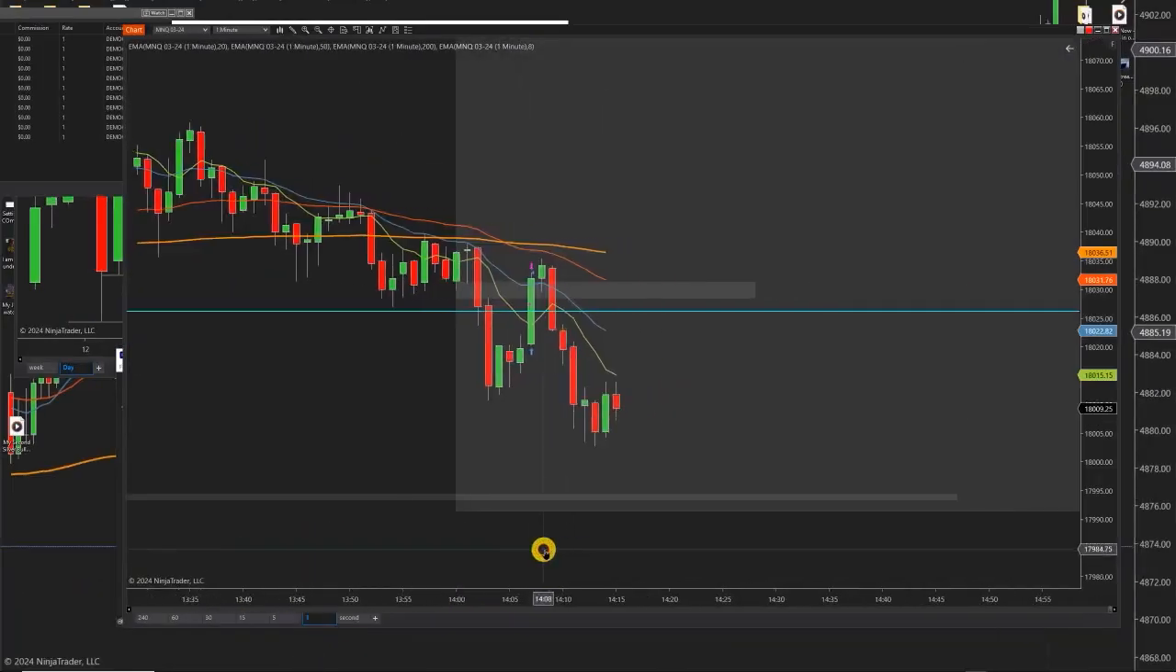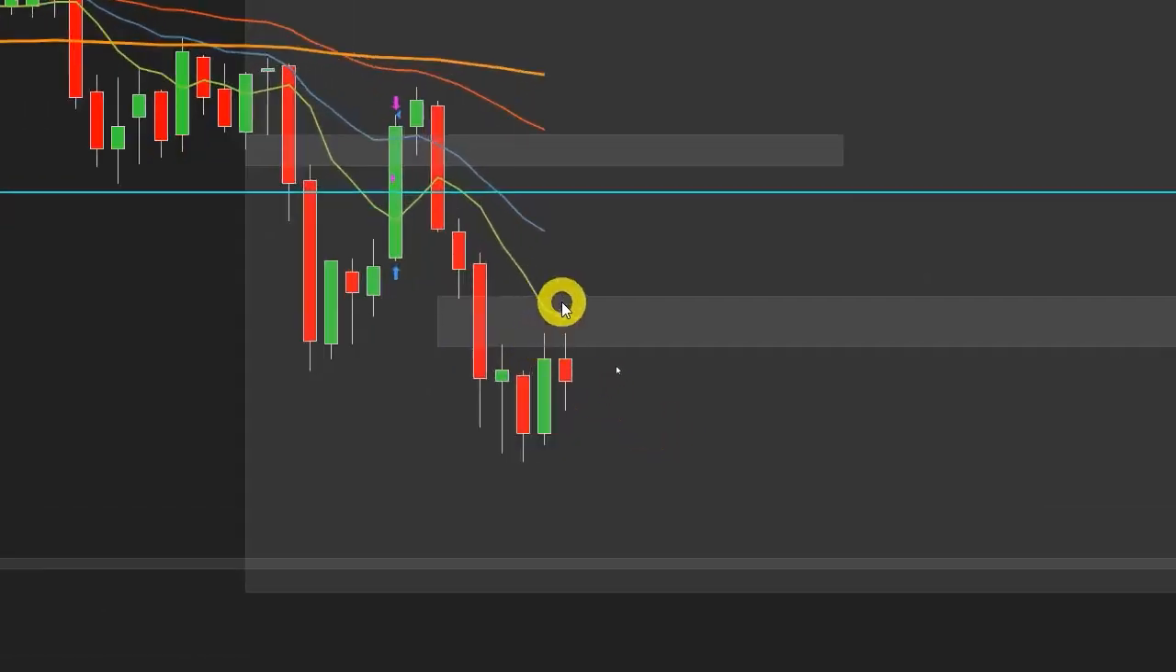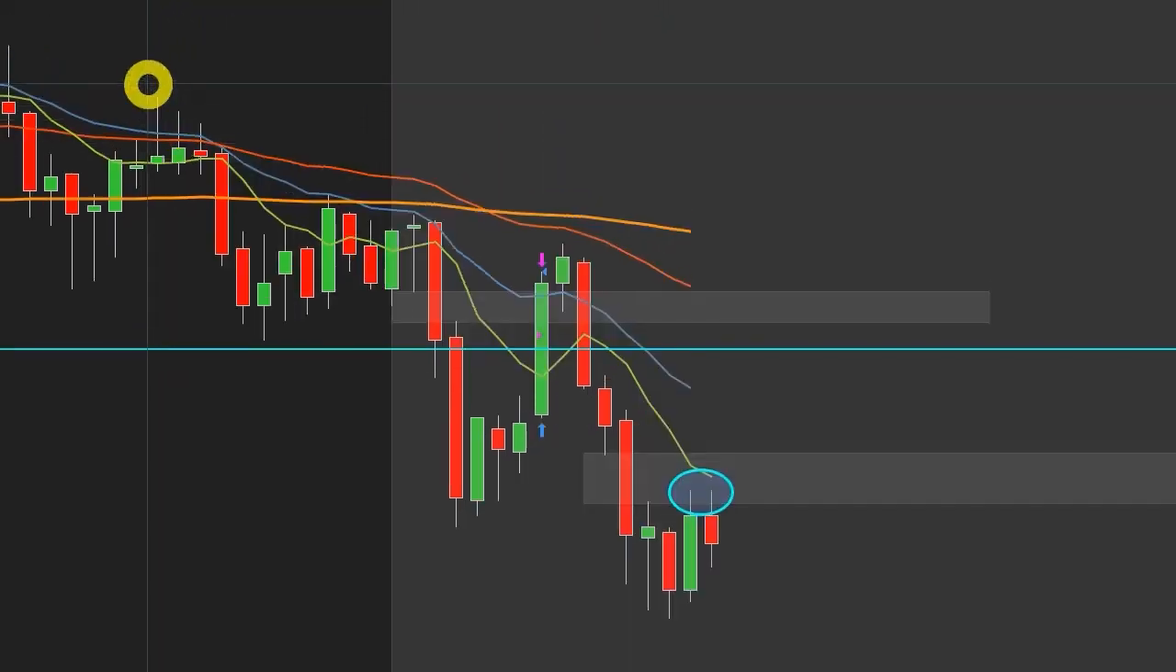So that's what we're doing. We're trying to sell that thing. But it's really, really choppy right now. Here's another area where a fair value gap was created. And it's testing that area. And it is trending down nicely. I just wish it didn't pop up so high right here.